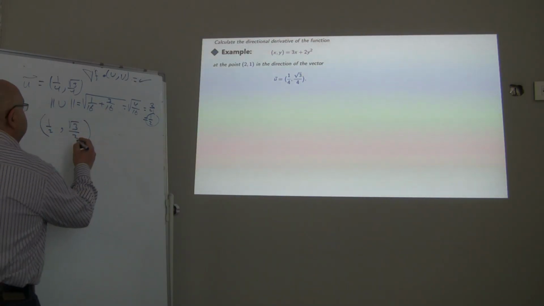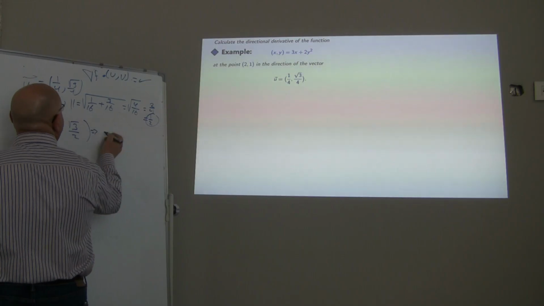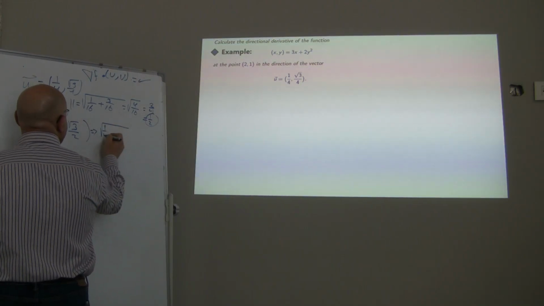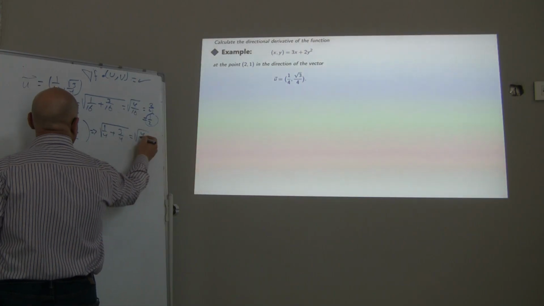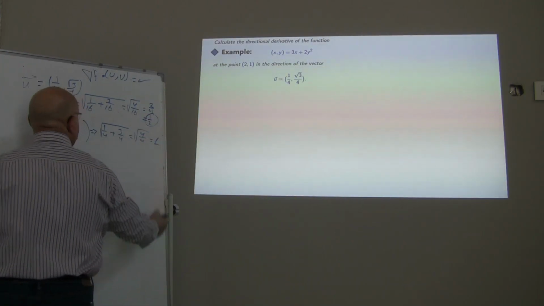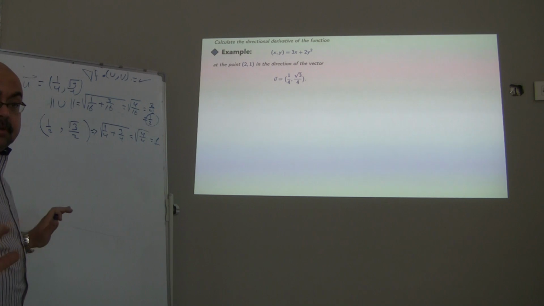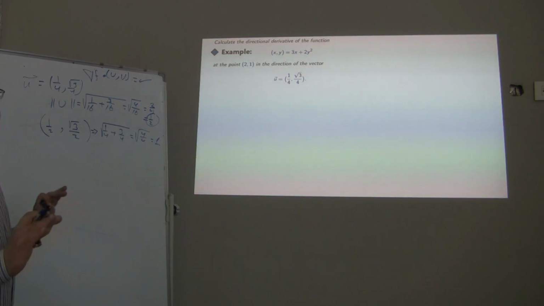Okay? I'm doing a check here, why are we going far? Take the square root of a quarter plus 3 over 4, which is going to come up to 4 over 4, which is going to come up to 1, which is a unit vector. Done, check confirmed. The next step is to get the directional derivative.